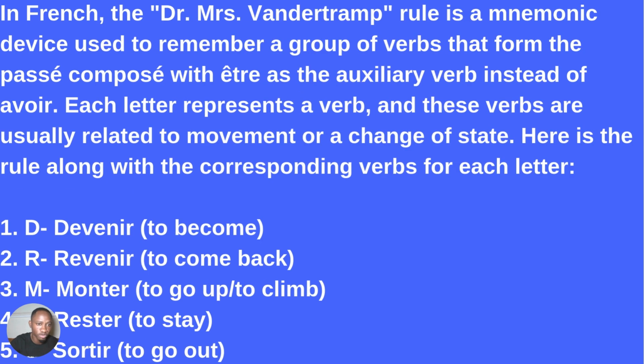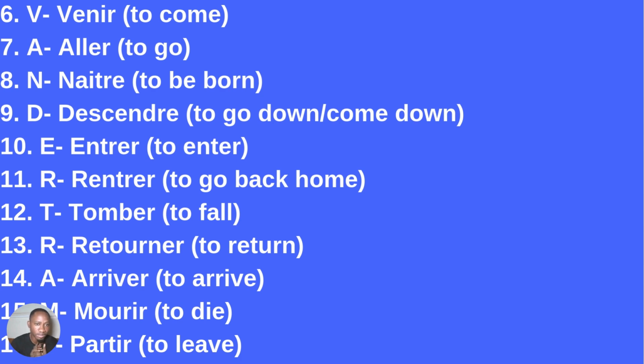And notice that for the most part, they have to do with movement, right? So venir means to come, again, movement. That is the beginning of the Vandertrump now. Aller means to go, again, movement, all right? N is naître, to be born. Like when you say je suis né en 1980, to be born.